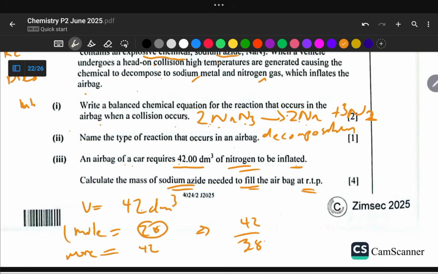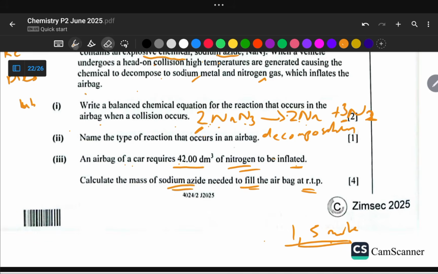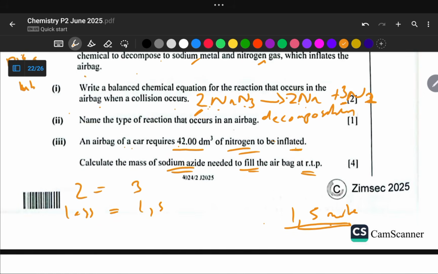And then we are going to have 1.5 moles of nitrogen. So we go back to the equation. When we are having 2 moles of sodium azide, we are having 3 moles of nitrogen, right? So we must use the molar ratios. So 2 is to 3, and then unknown is to 1.5. So we calculate the number of moles for sodium azide: 1.5 divided by 3 multiplied by 2. This will give us 1 mole.